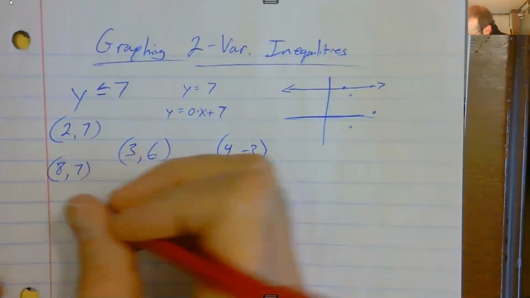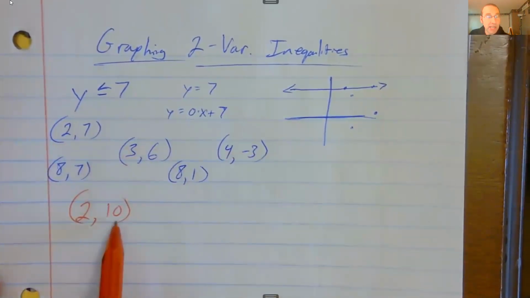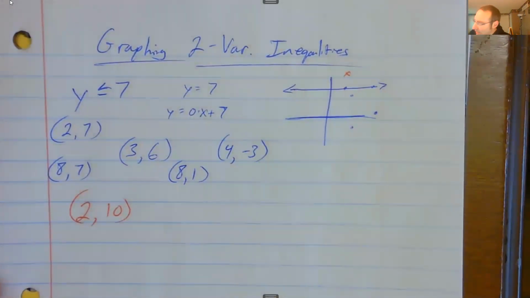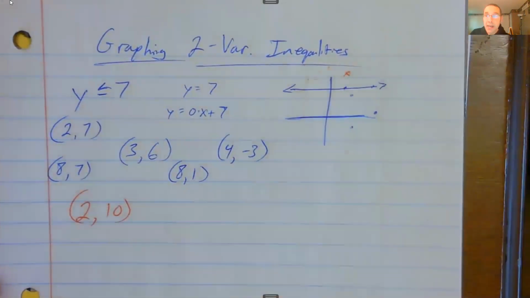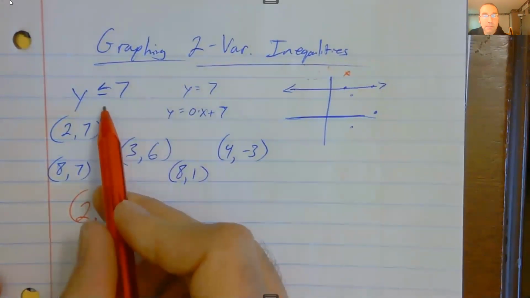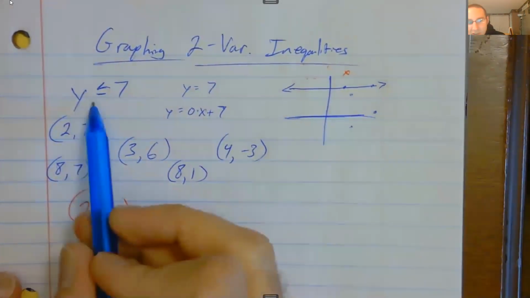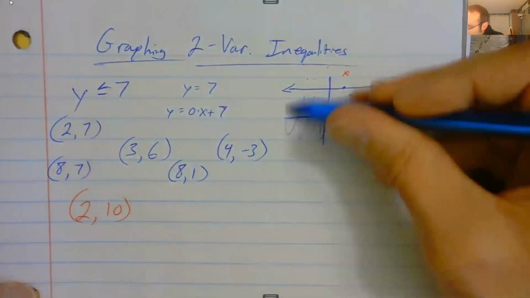How about if I were talking about the point (2, 10)? Well, this y value is 10, which is not less than or equal to 7. Here's (2, 10) way up here, and that does not work. In fact, you can look on the graph, and really any point up here would not work because my y values are greater than 7 and would not make this a true statement. So just by picking a few points, we can start to see, oh, I think anything that's going to make this true is going to happen on this side of the line.